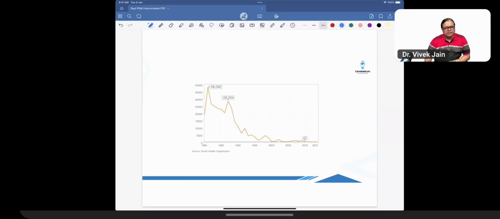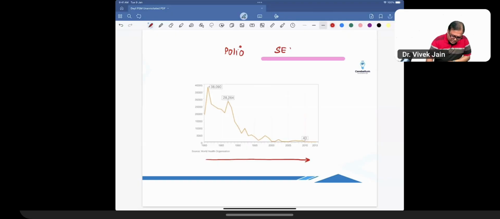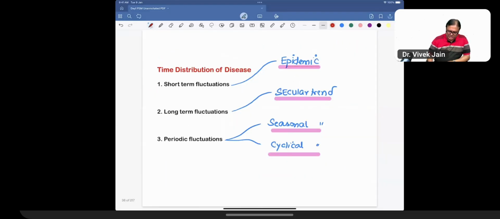This is epidemic, secular, seasonal, cyclical. If I say this represents a disease in India, which disease is this? Yes, polio. Polio did not reduce to zero overnight. Look at the axis, around 50-60 years of effort. So this is a secular trend. A disease slowly increasing or decreasing in a population usually takes decades to do so.